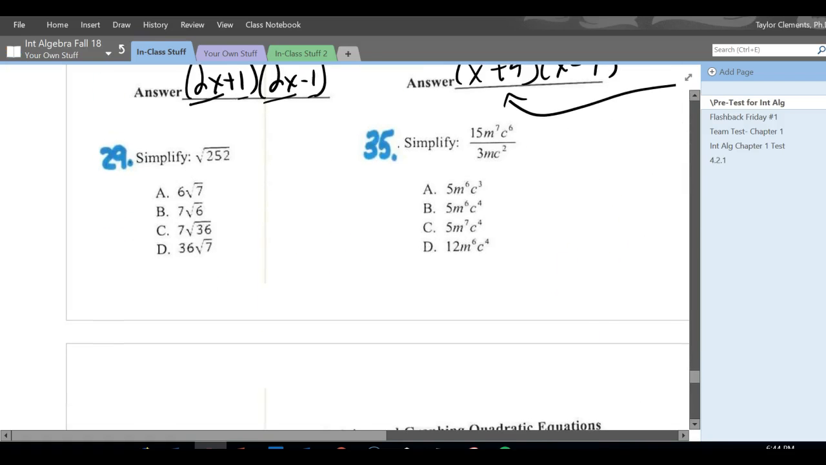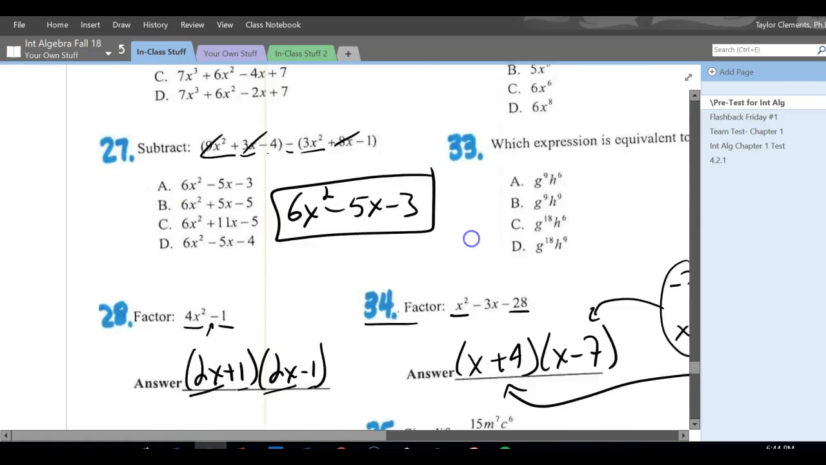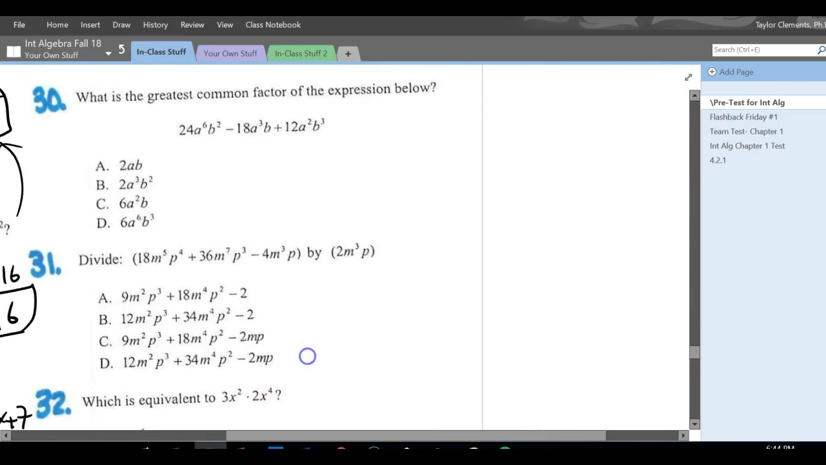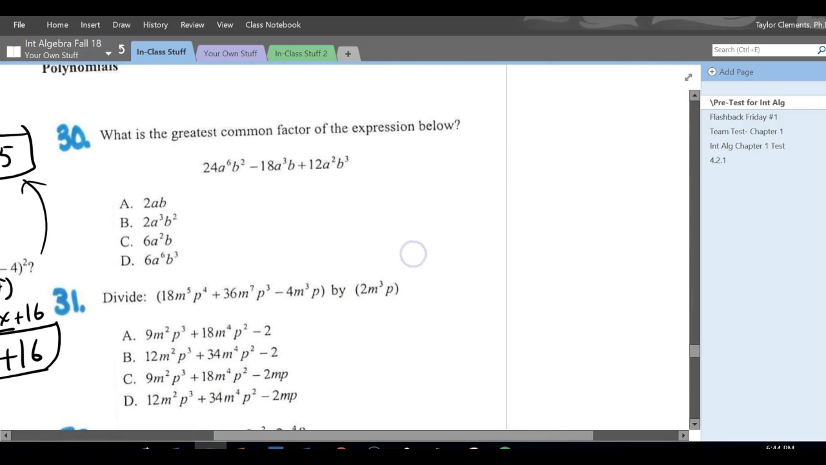Oh, okay. Simplify. Oh, wait, sorry. So let's go back up to this. Order here. All right, let's go to 30. What is the greatest common factor of the expression below? There's a lot going on here. Let's look at just the integers and ignore the rest of that for now. 24, 18, and 12.